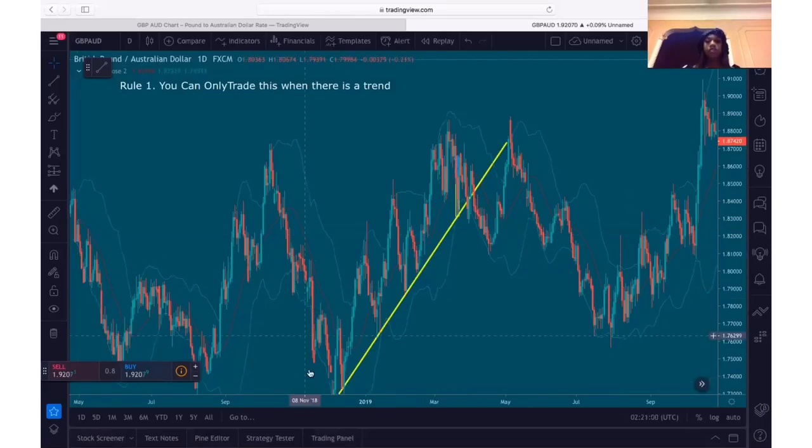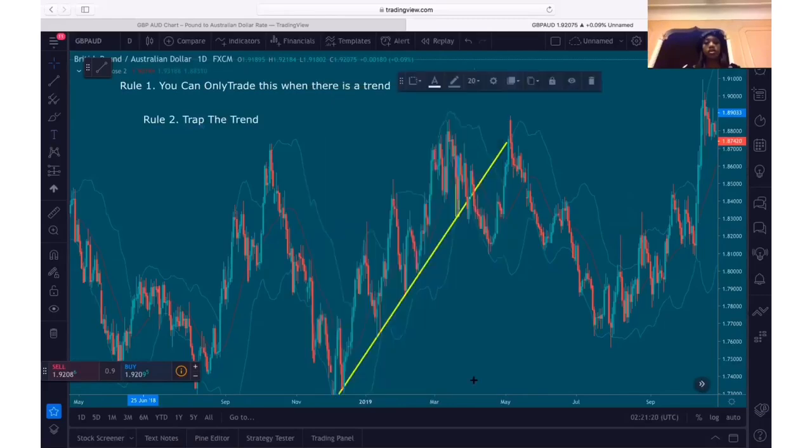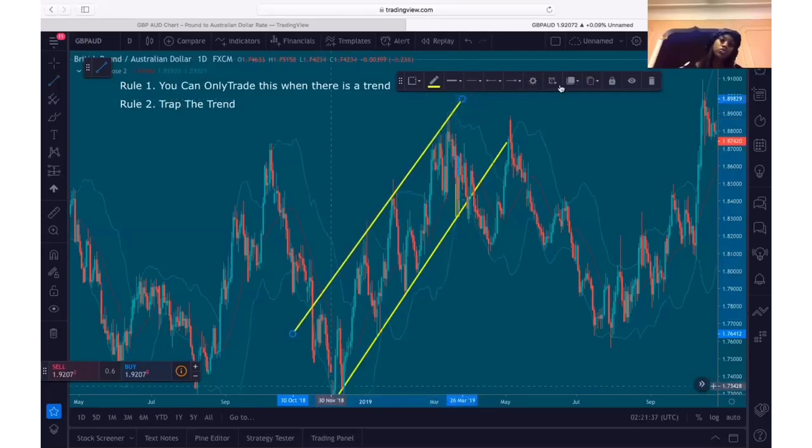So after you find the trend and you mark it, step number two is you are going to trap the trend. Rule 2, trap the trend. So the way that you do that is basically like this. You already have this line underneath the trend. You're going to take another line and make it on top of the trend, right? So now you have two lines basically trapping the trend, one at the top, one at the bottom. And basically all of price is enclosed inside these two lines right there.